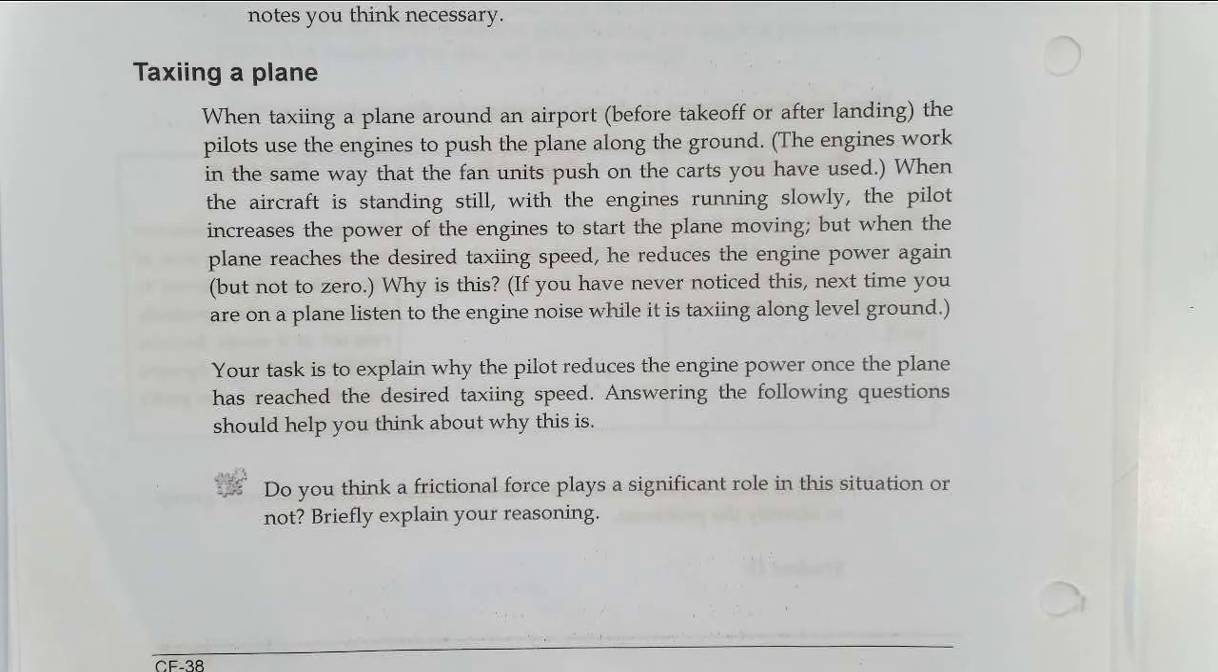But when the plane reaches the desired taxiing speed, he reduces the engine power again, but not to zero. Why is this? If you've never noticed this, next time you're on a plane, listen to the engine noise while it is taxiing along level ground. Your task is to explain why the pilot reduces the engine power once the plane has reached the desired taxiing speed. Answering the following questions should help you think about why this is.